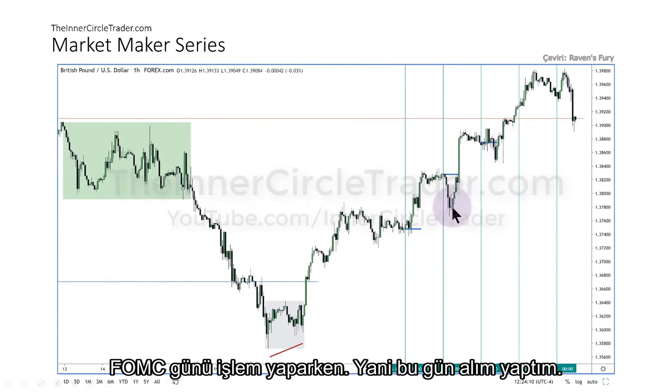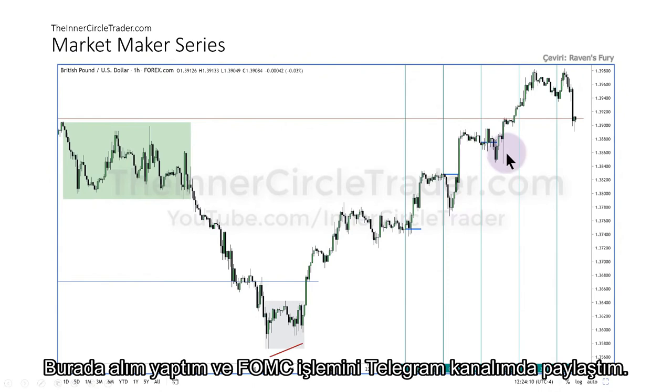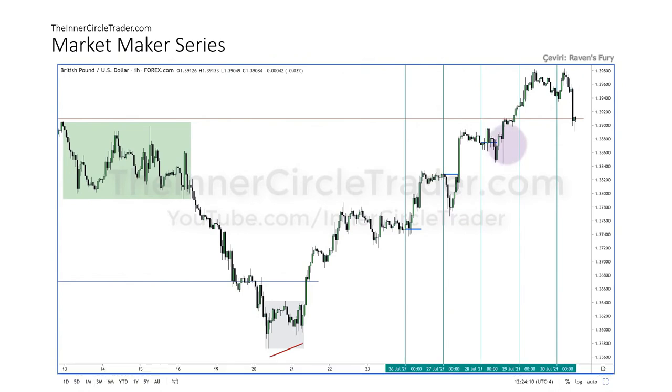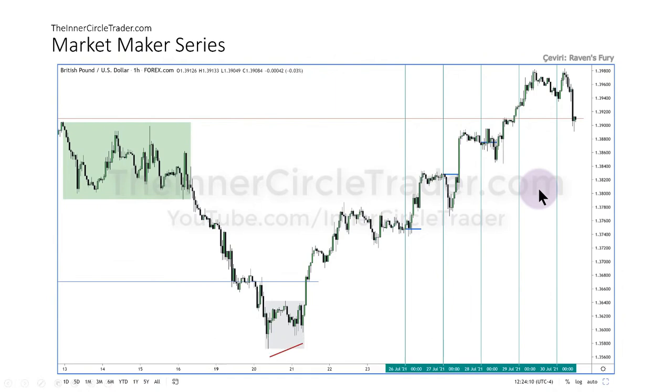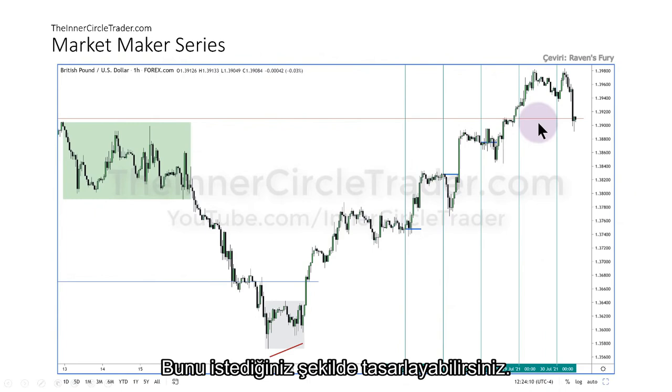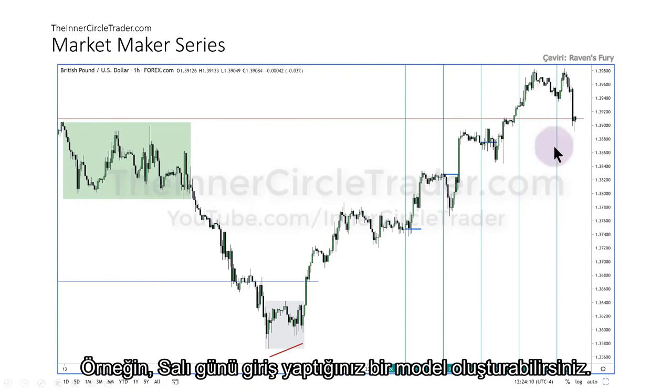So I bought on this day, I bought on this day here. And I recorded and shared the FOMC trade and put it on my Telegram channel. You can see that and left a small piece on it. It got me out at 139.50 on a limit. So you can design this any way you want.